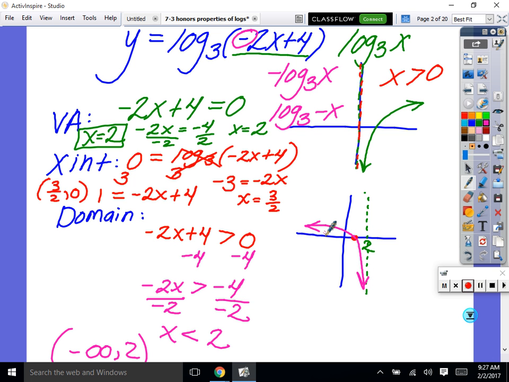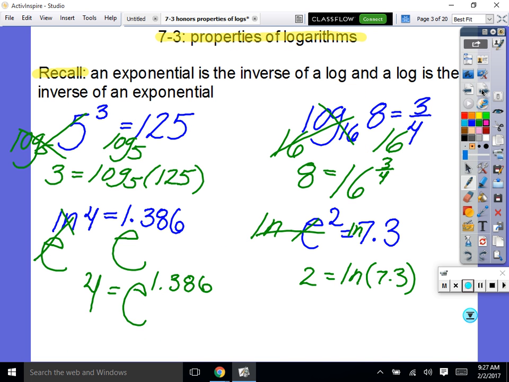So look at our domain. Does it make sense? Our algebra came out x value is less than 2. Isn't that what we're looking at here when we graph this? Yes. Yep. Okay, everybody good with that? Okay, awesome. Now we can get started.